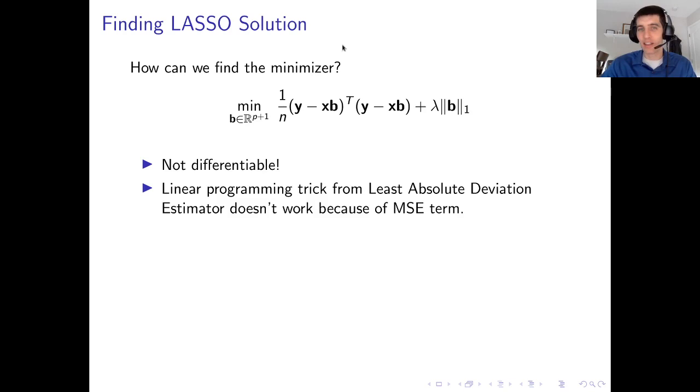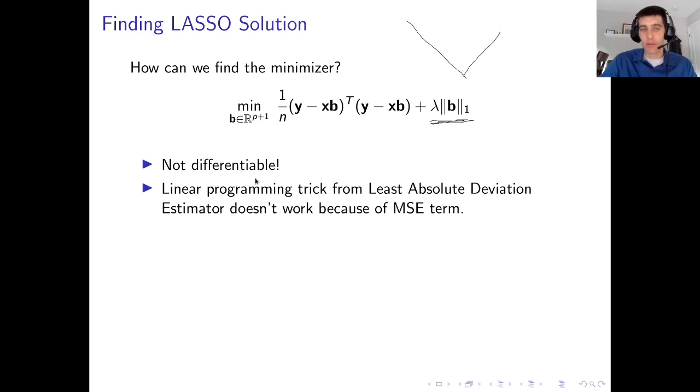How do we actually find the lasso? We have this minimization problem with this L1 norm at the end of it. It's not differentiable because this is the sum of absolute values at the end here. The absolute value function, of course, is not differentiable. So we can't take a derivative and set it equal to 0.